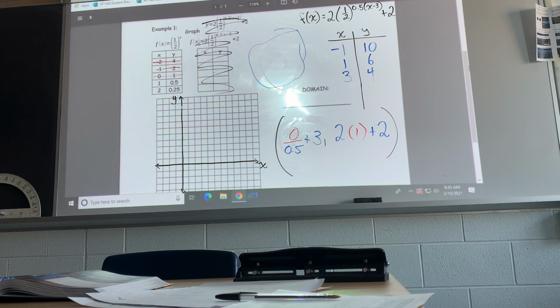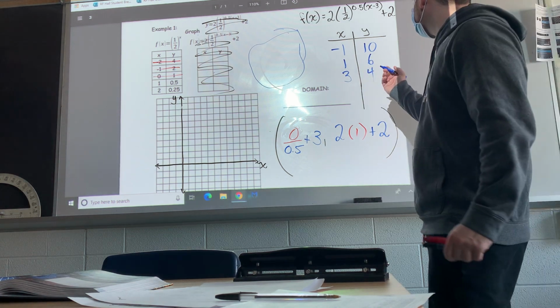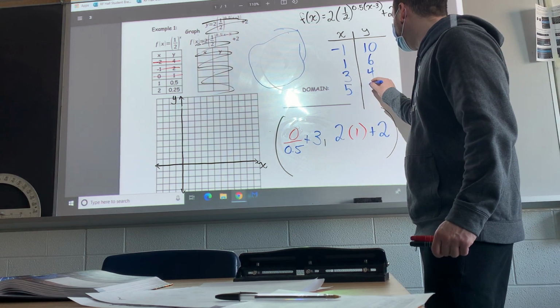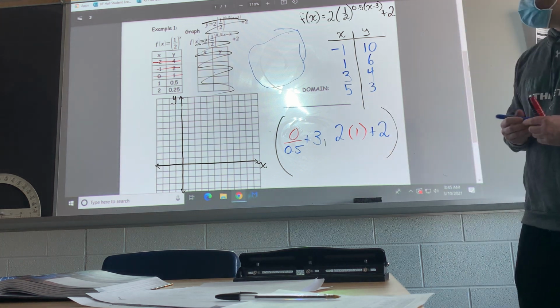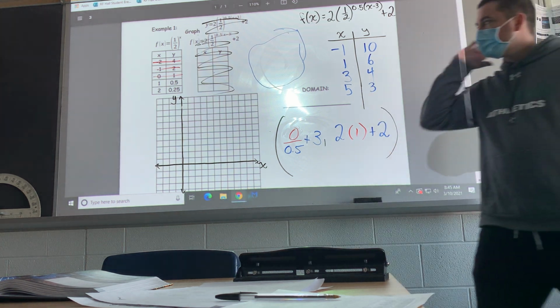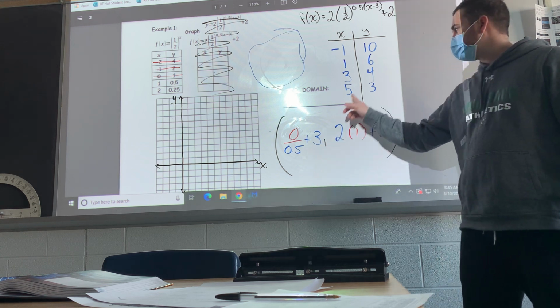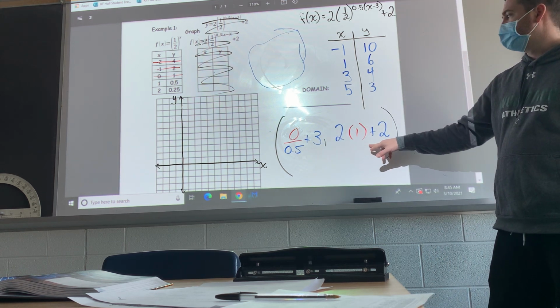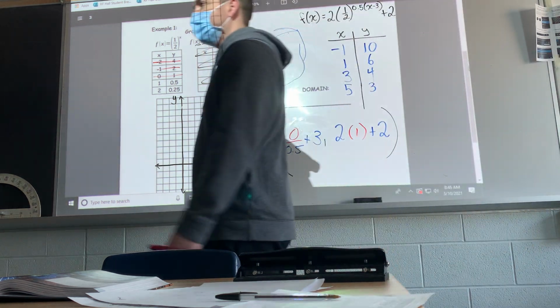I'm seeing 5 and 3. That's the next one. Someone getting 5 and 3? Okay, going by the students' results, 5 and 3 is the next one. So 1 divided by a half is 2, plus 3 is 5. 2 times a half is 1, plus 2 is 3. Good. And next number is here.